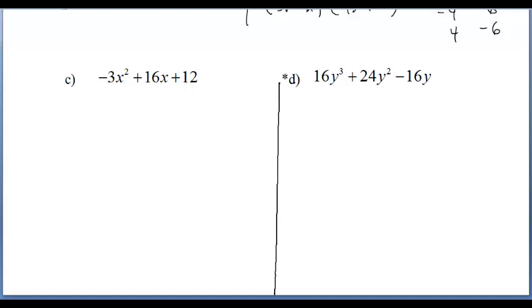Our next example, negative 3x squared plus 16x plus 12. I look for the GCF for this problem, and the only thing that divides evenly into all three of these terms is 1. But since my leading coefficient is negative, I prefer it to be positive, so I'm going to factor out a negative 1, which changes the signs of all my terms. I'm going to temporarily ignore that negative 1, and I'm going to focus in on my polynomial inside the parentheses.